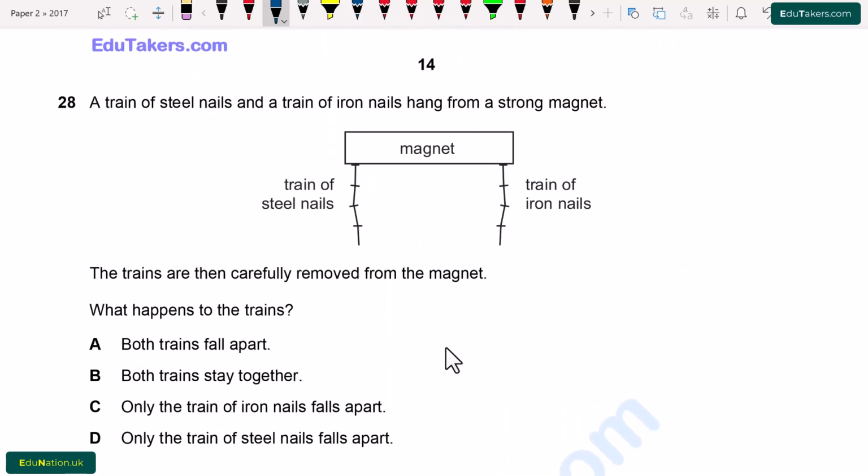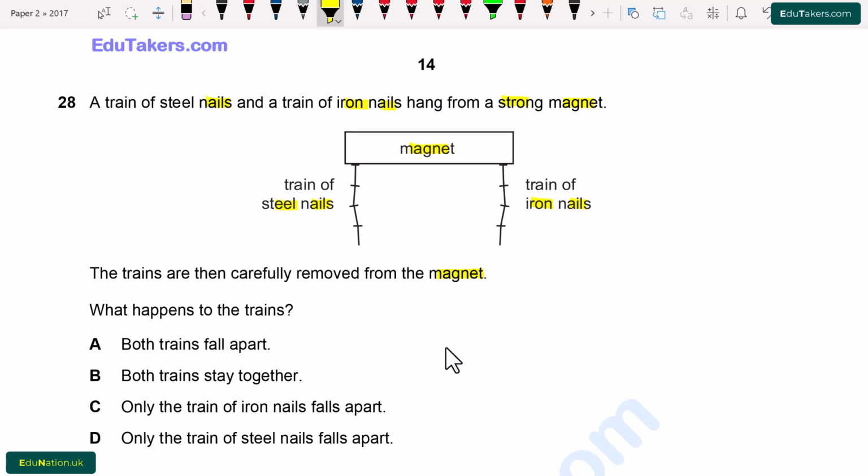Question number 28. A train of steel nails and a train of iron nails hang from a strong magnet. There is a strong magnet, and a train of the steel nails and a train of the iron nails are shown. The trains are then carefully removed from the magnet. What happens to the trains?